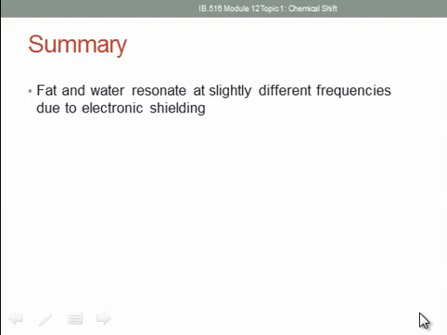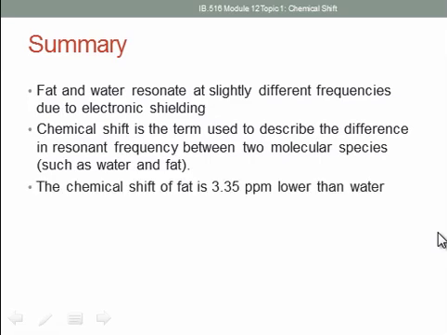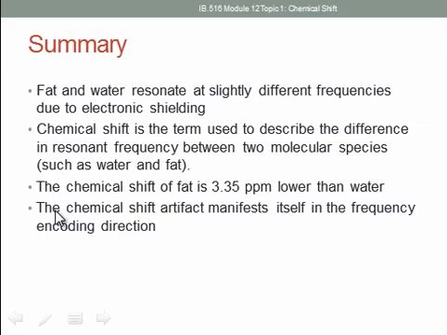Okay, so to summarize, remember the fat and water resonate at slightly different frequencies, and that's due to the electronic shielding in their molecules. So we use the term chemical shift as a brief term to describe this difference in resonant frequency between fat and water. The chemical shift of fat is 3.35 ppm. I think Shemi mentions 3.5, but I've used this number. I got it from a different source that I think is a little bit more accurate. Again, the chemical shift artifact manifests itself in the frequency encoding direction.